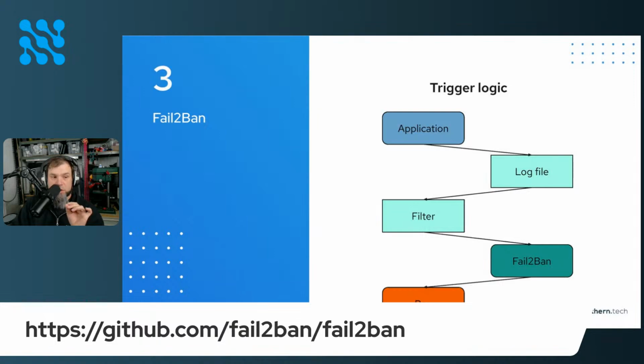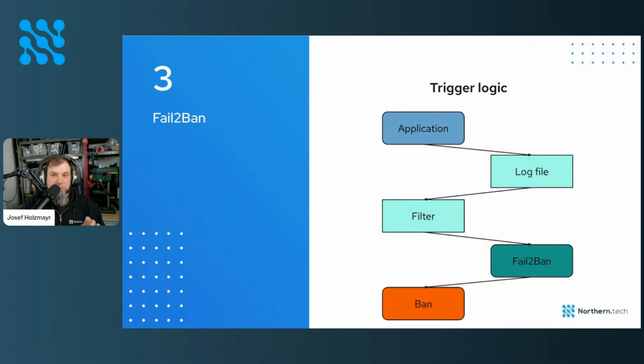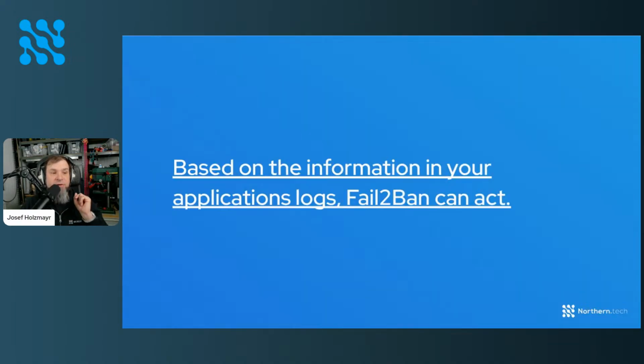Once such a regular expression filter matches a number of attempts, then Fail2Ban kicks in. And in the most common use case, Fail2Ban bans the offending IP that you can pull out of the logs by setting a firewall rule. And that's why I said, always log the source IP.